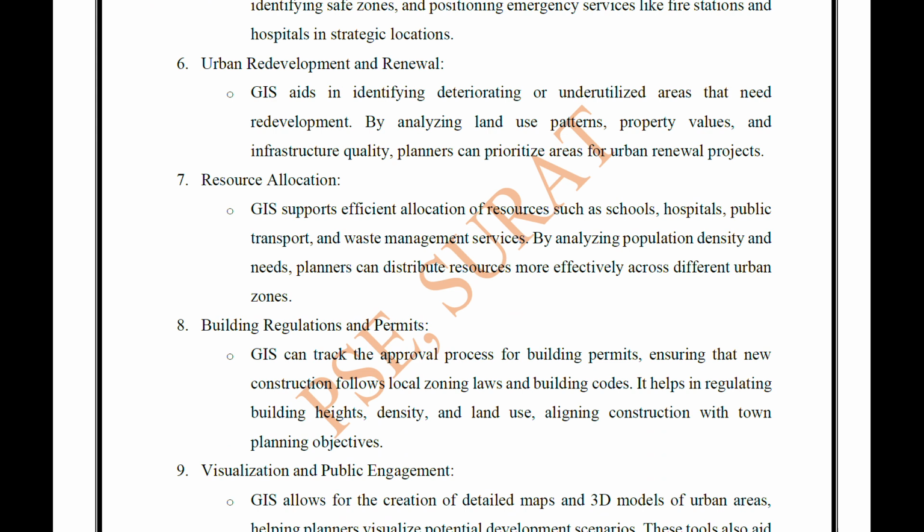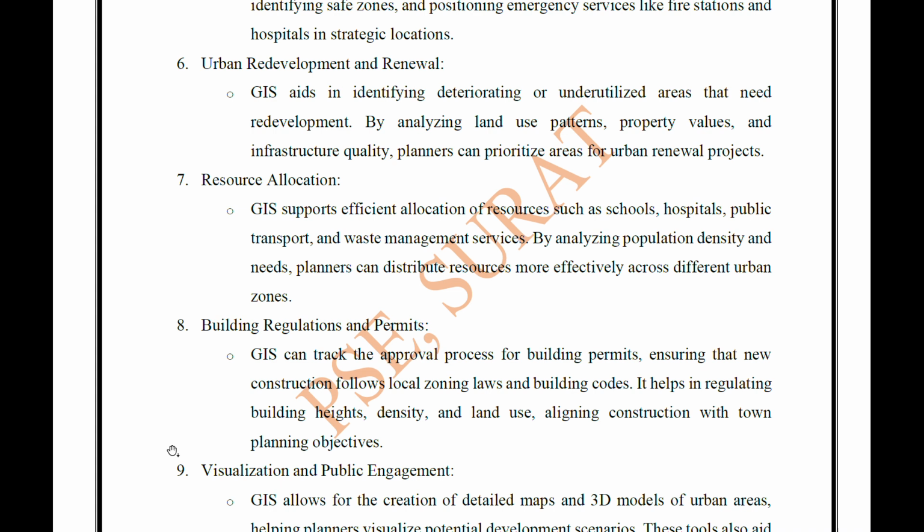Seventh is resource allocation. GIS supports efficient allocation of resources such as schools, hospitals, public transport, and waste management services. By analyzing population density and needs, planners can distribute resources more effectively across different urban zones.